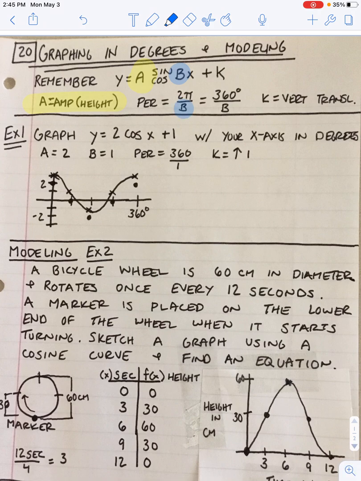So it used to be 2 pi over b, but now we're graphing in degrees, so instead of using 2 pi, the equivalent is 360. So we're going to do 360 divided by b. We do not have a phase shift in these problems. The only other thing we'll have is our k value, or our vertical translation that can move our graph up or down.